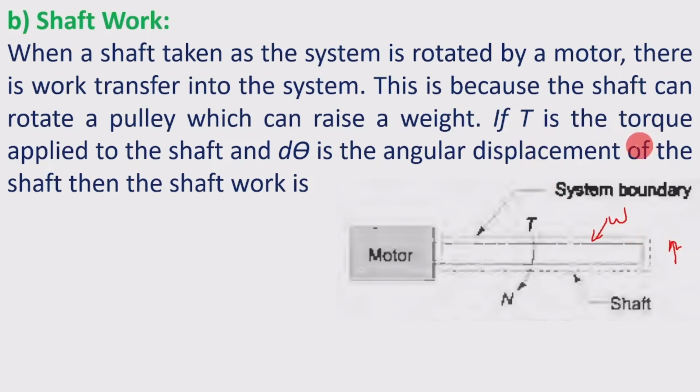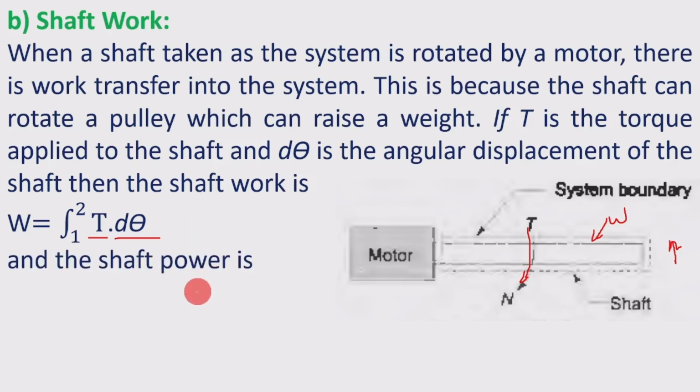If T is the torque applied to the shaft, the twisting moment during its rotation, and d theta is the angular displacement of the shaft, then the shaft work is given by W = ∫ from 1 to 2 of T dθ, torque multiplied with the angular displacement.